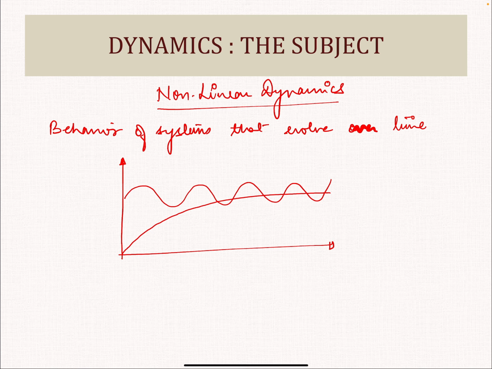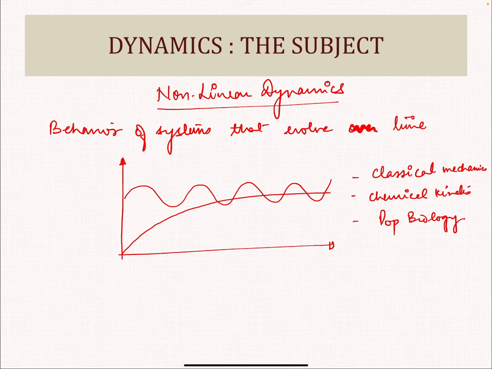Examples of such systems are classical mechanics, chemical kinetics, population biology, neuroscience, and many more.